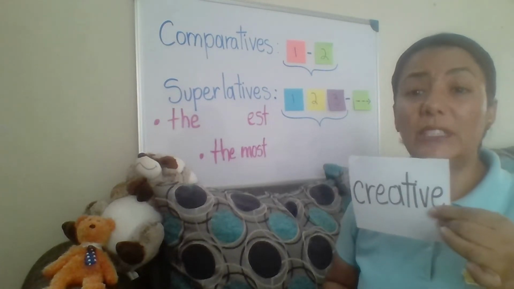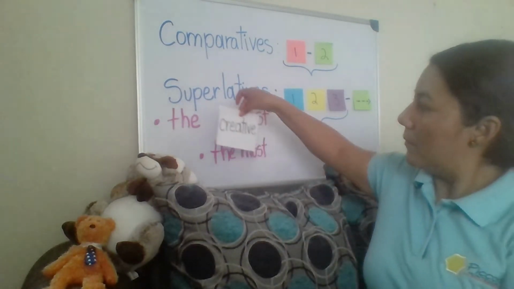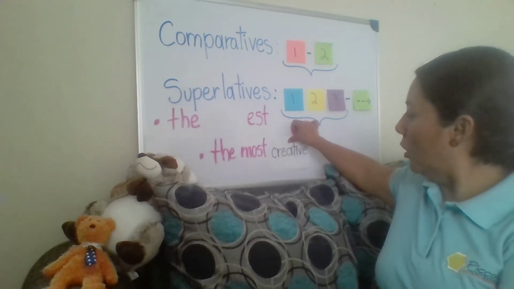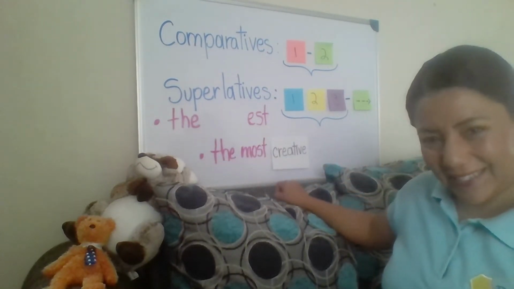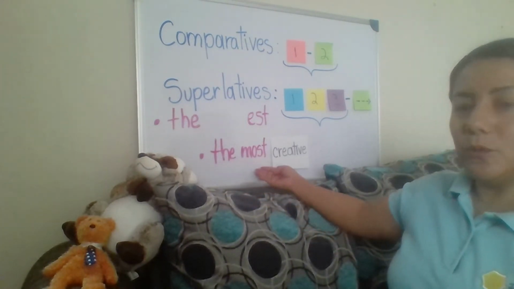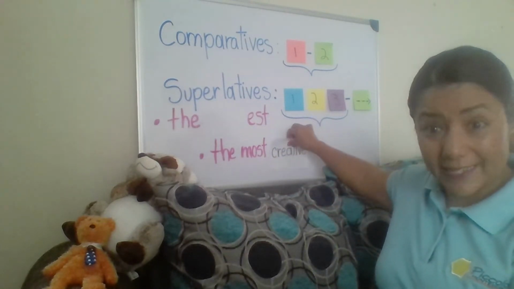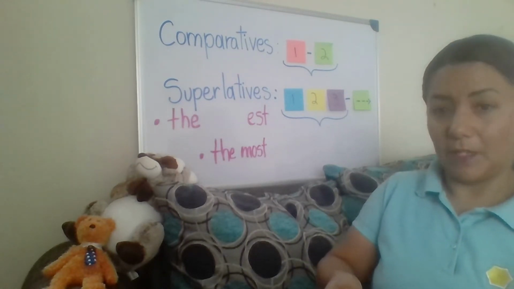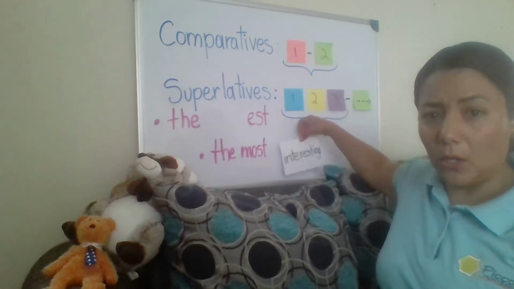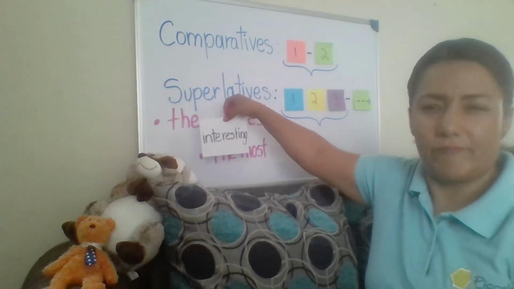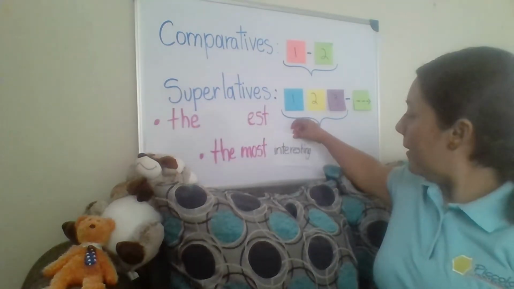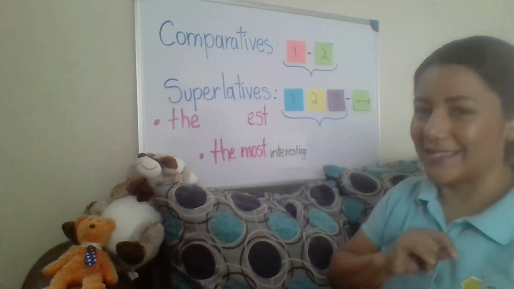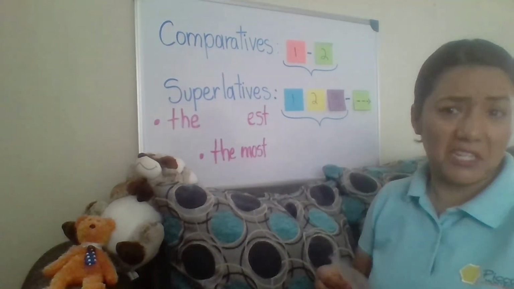The next adjective, creative. Here. Yeah, because it's long. Long adjectives have the most at the beginning. So now the superlative is the most creative. Good. Write it down. The next one is interesting. Is it short or long? Short? No, it is long. And just because it is long, the superlative form is the most interesting. Like, this class is the most interesting class.